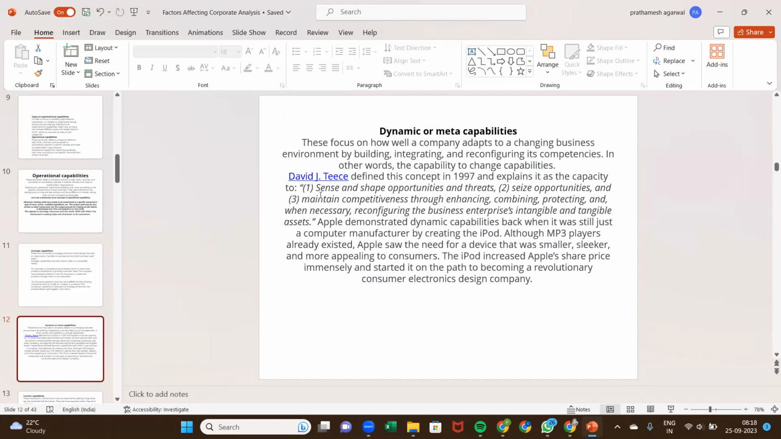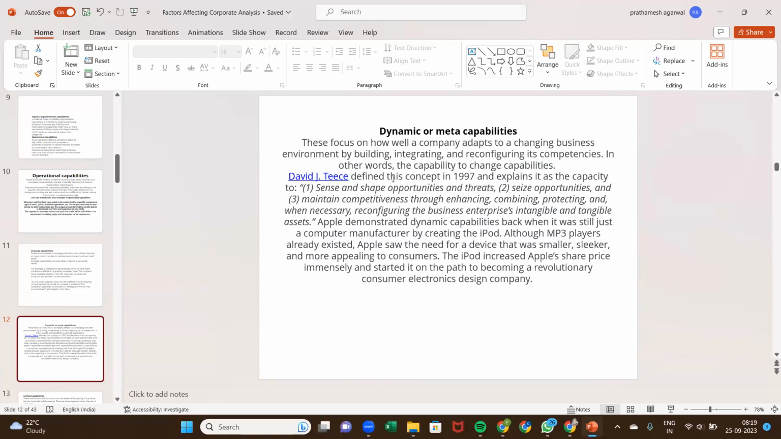Then we have dynamic or meta capabilities. They focus on how well a company adapts to a changing business environment by building, integrating, and reconfiguring its competencies. In other words, the capability to change capabilities. See, you have the capacity to change your skill strengths. So that means the capability to change the capabilities.